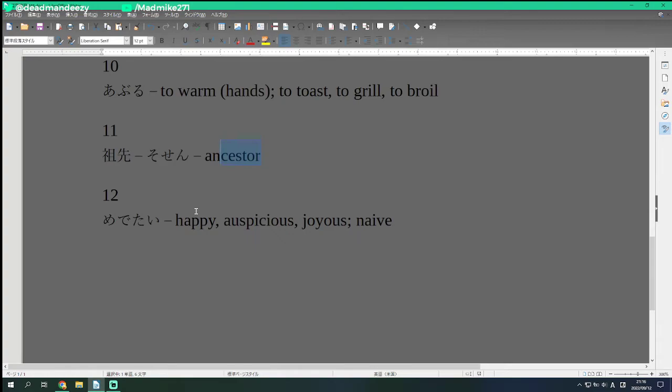Omedetou gozaimasu is like saying congratulations on something, and medetai is the part of that that means happy, auspicious, joyous. It can also mean naive if used ironically. Medetai is happy or auspicious.